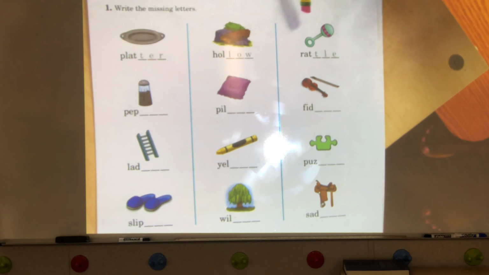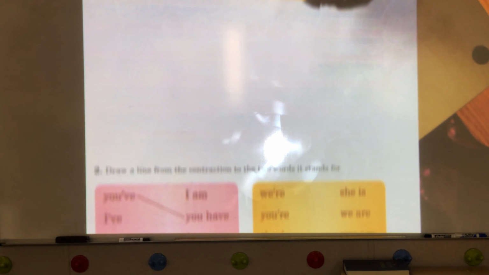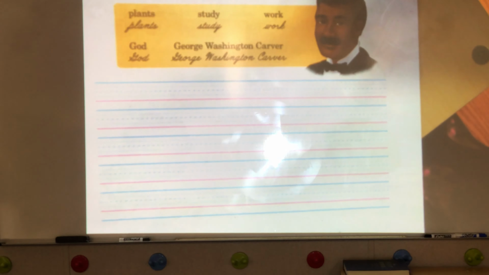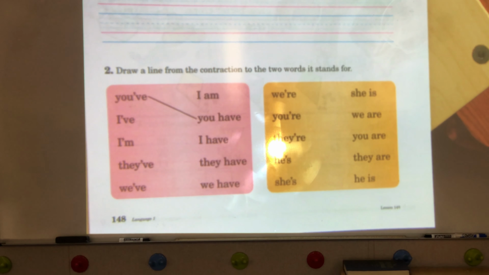This is our language page, page 148. Section 1 says, use the words below to write 2 sentences about George Washington Carver. Here you have the words plants, study, work, God, and George Washington Carver. We learned about George Washington Carver, so you'll be able to write some sentences about him. And remember his nickname was the plant doctor? In section 2, draw a line from each contraction to the 2 words it stands for. If you take a look at the first one, that's done for us. You have you've. You've means you have.